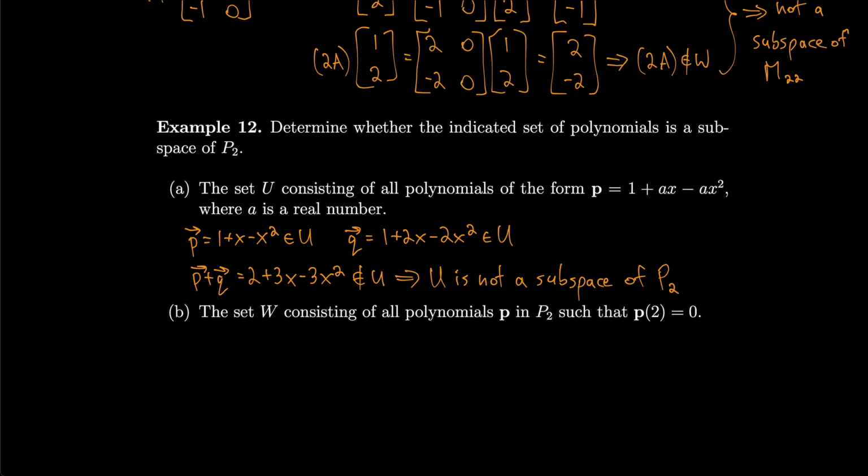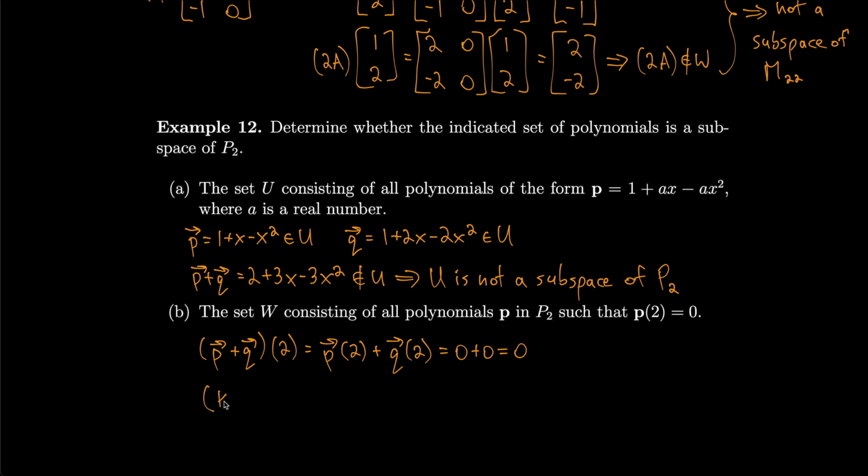Okay, how about next the set W consisting of all polynomials P in P2 such that P of 2 is equal to 0. Notice in this case, no matter what P and Q we use, when we look at the sum P plus Q and evaluate that at 2, then we're going to get P of 2 plus Q of 2, which is equal to 0 plus 0, which is 0. So that's going to be in W.